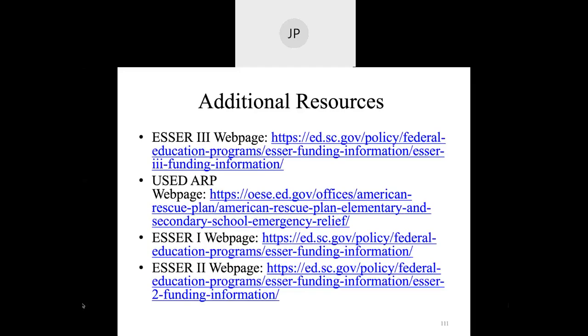Before I touch on the additional resources, I want to recognize that our time today, we have presented you with an extensive amount of information, and we'll be doing more TA sessions. As the old saying goes, how do you eat an elephant? One bite at a time. So today is our first bite in this massive thing called ESSER III that we'll all be working together over the next few years to implement.